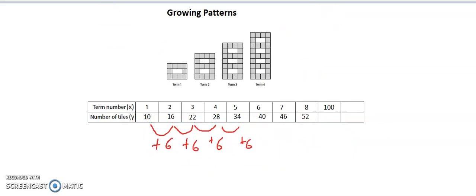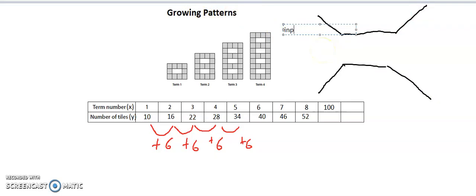So the first thing I think about is my function machine. Now, we've got our input and we've got our output. So our input is our x value and our output is our y value. If we are thinking about it like that, we need to think about what we are doing to x to get it to y. So the first thing I look at with my first input of number 1, I always look at the pattern. Because it's going up plus 6, it means it's got groupings. So I need to times it by 6.